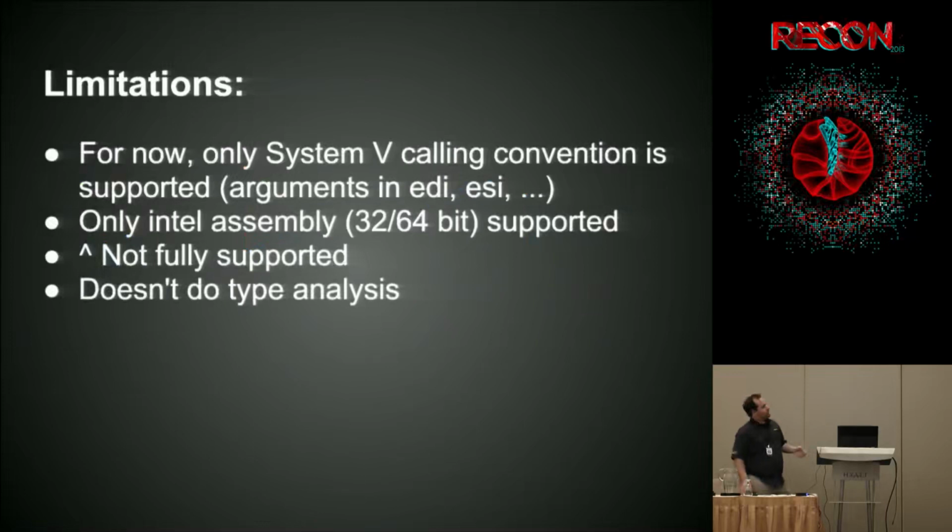So limitations right now: the project is on GitHub, and it only supports the System V ABI. So registers, the function parameters are passed in EDI and ESI, etc. It doesn't support stdcall and everything, because I wanted to support 64-bit, and that's mostly what is used with 64-bit programs. It only supports, as I said, Intel. 32-bit and 64-bit is supported by the same plugin.